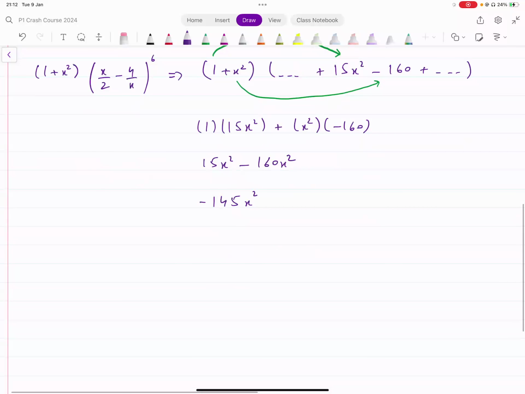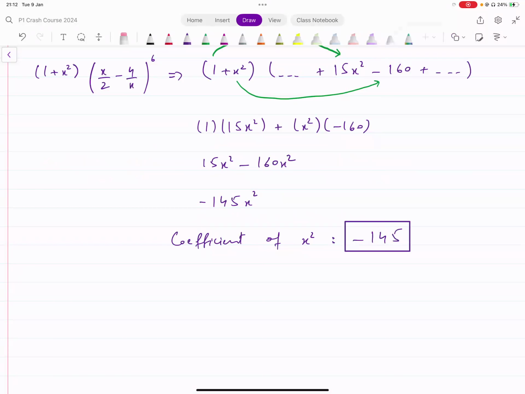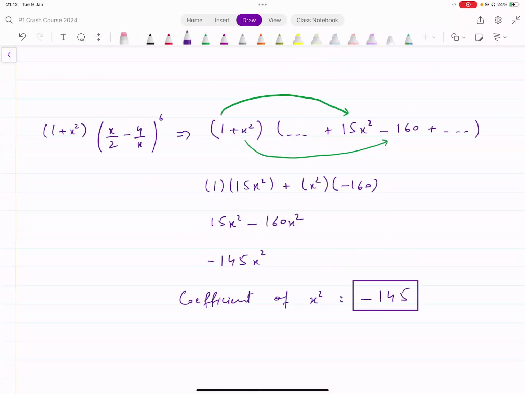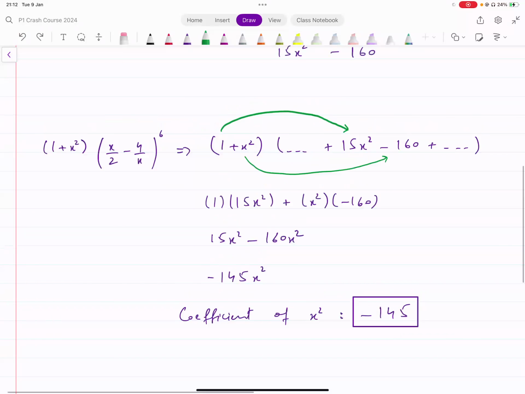So what's the coefficient of x squared that we were looking for? The coefficient of x squared, therefore, is minus 145. That's what we wanted. That's our final result. Yes, Aram, that's correct. That's our final answer, minus 145. If you wanted, you could do this complete multiplication as well. That's okay, but that will just take longer. That's how you would do it. I hope that makes sense.